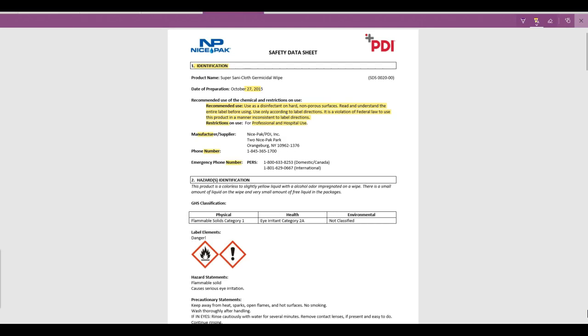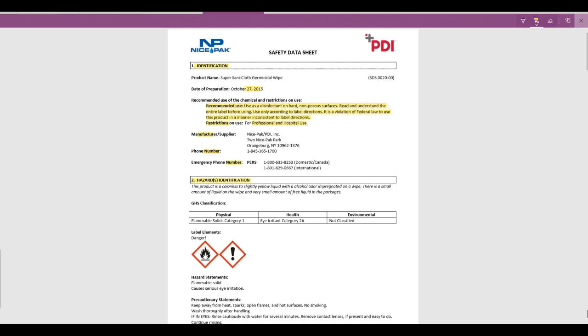The second section of the SDS sheet is the hazard identification. It shows you that the product is colorless, so it's a clear to slightly yellow liquid with an alcohol odor, impregnated on a wipe. So these wipes look very much like Clorox wipes, if you've seen those. They are saturated with this chemical that is impregnated with all of these germicidal properties.